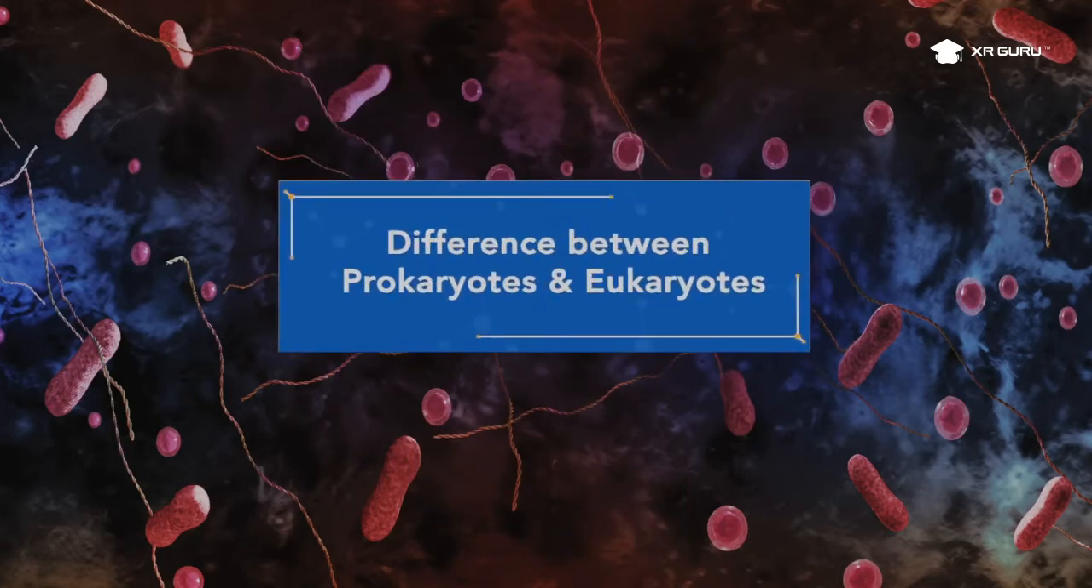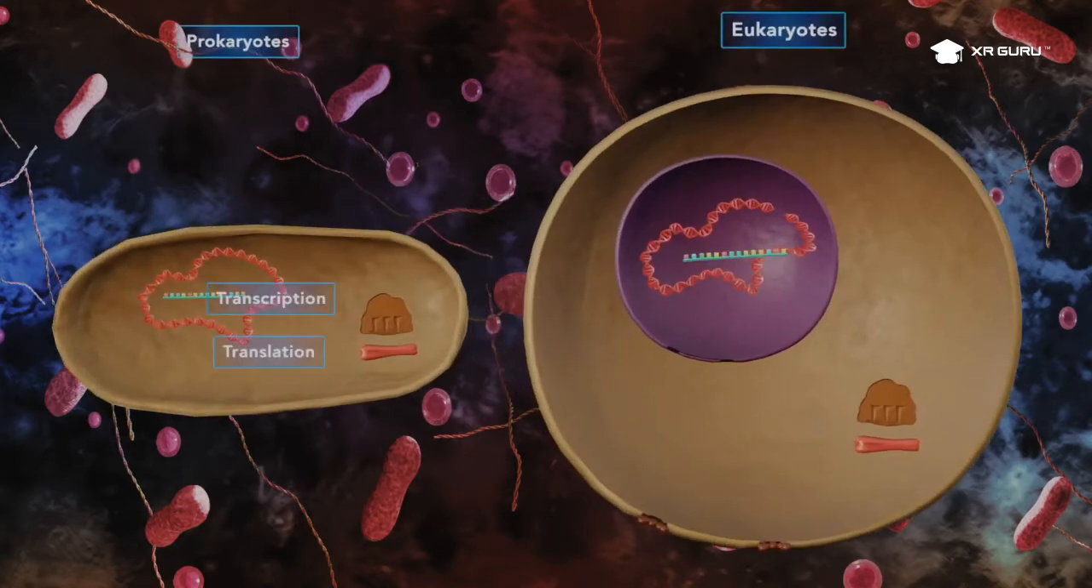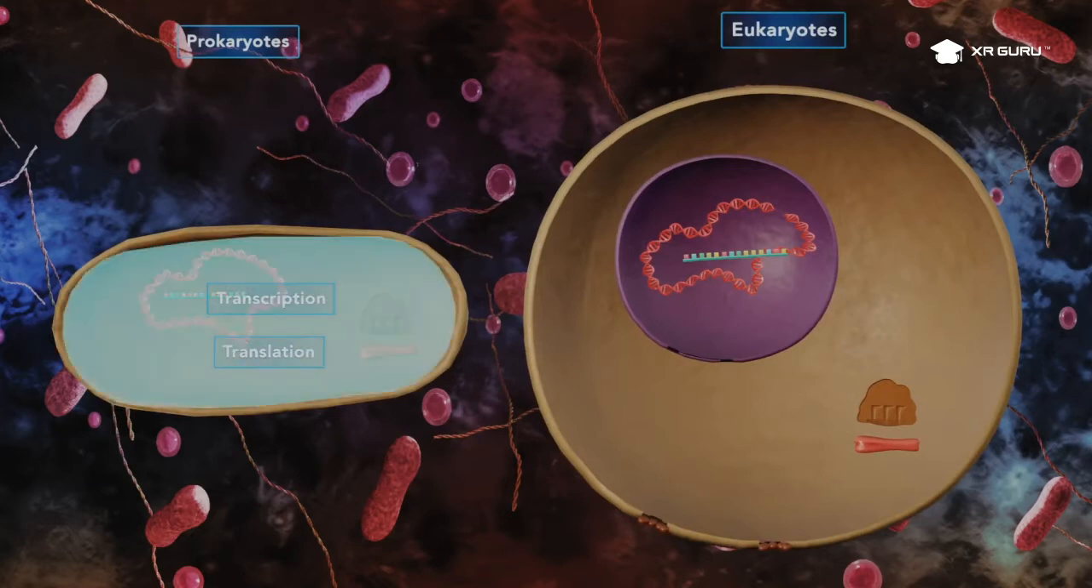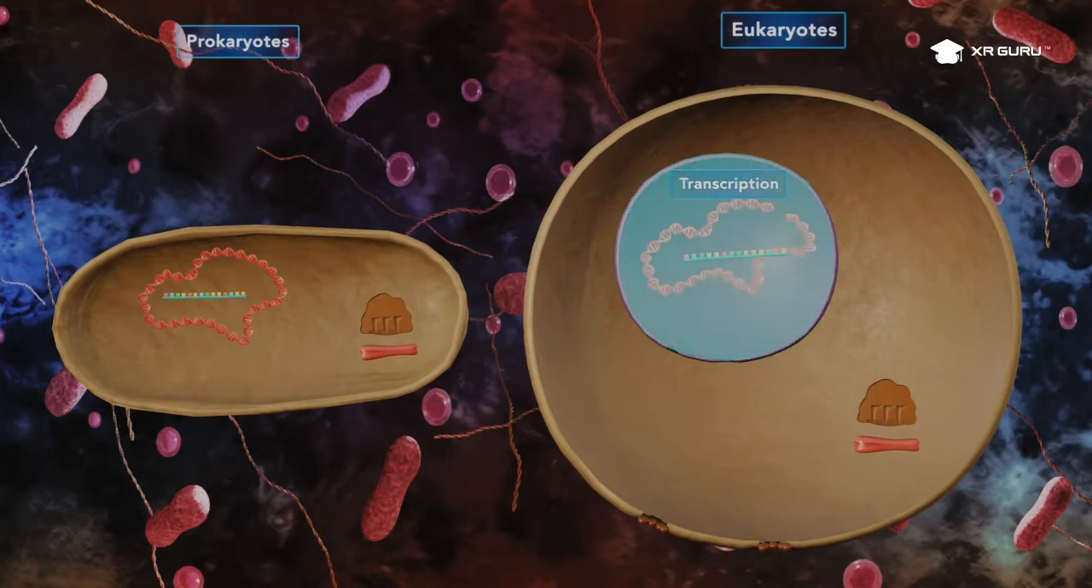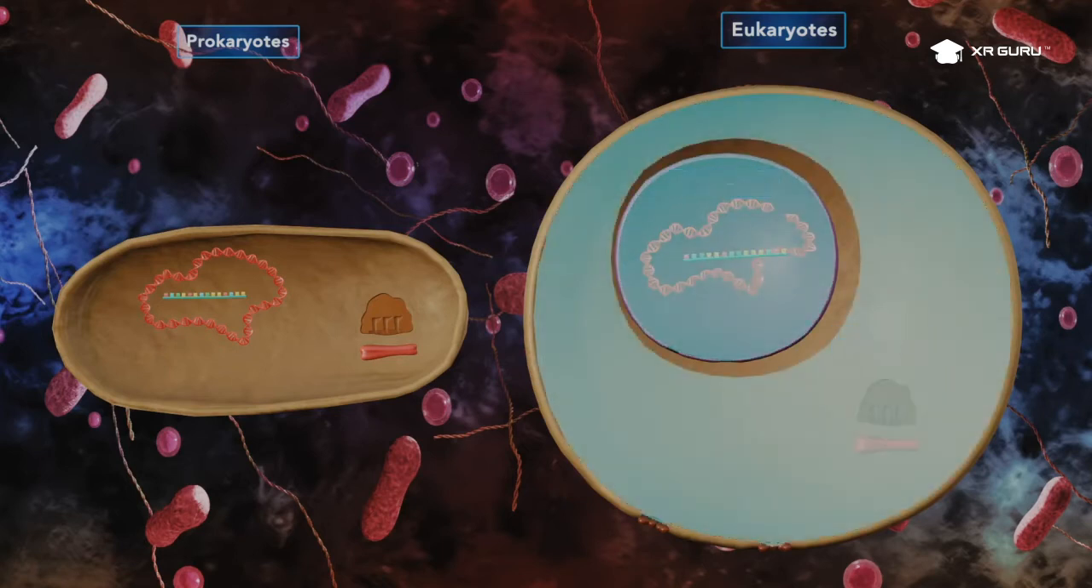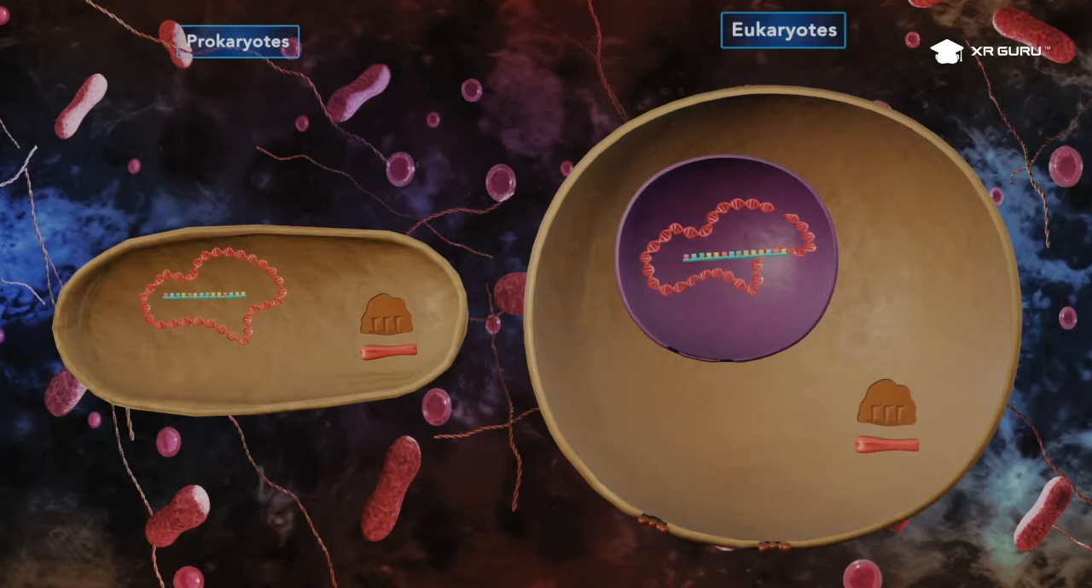Now we will see the differences between prokaryotes and eukaryotes. In prokaryotes, transcription and translation are continuous processes that occur simultaneously in the cytoplasm, whereas in eukaryotes, transcription and translation are separate processes. Transcription occurs in the nucleus and translation in the cytoplasm. The 5' end of the mRNA is used for translation immediately in prokaryotes, but in eukaryotes, the primary transcript is processed after transcription, then transported to the cytoplasm where ribosomes initiate translation.